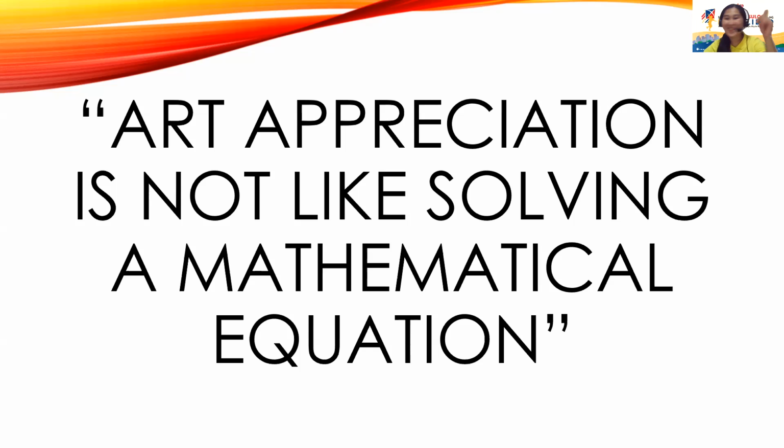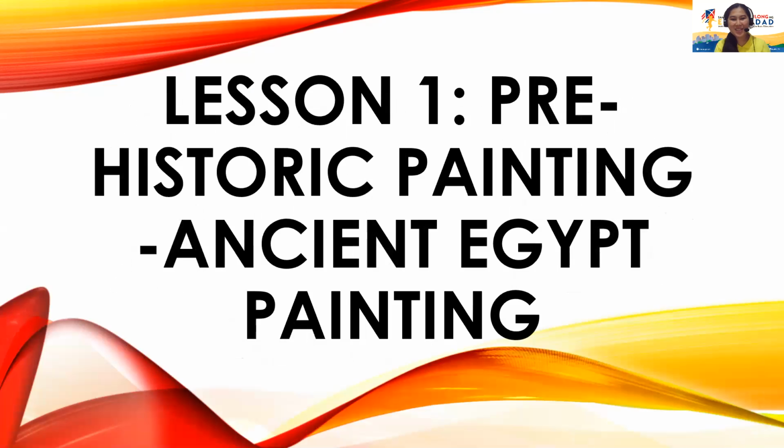So it is not objective, just like in math, where you need to solve an equation. But art is not like that. It's subjective in nature. It depends on our interpretation or analysis. Okay? That's it. So let's proceed to lesson number 1, which is prehistoric painting and ancient Egypt painting.